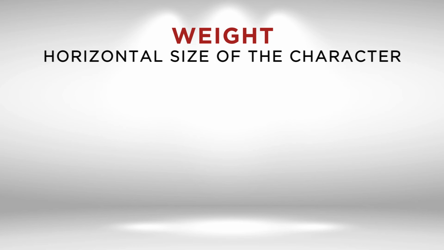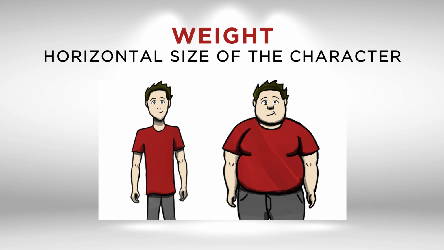Nice. Now the weight, the third element. This one is simple. You just decide how fat or skinny your character is. This is the horizontal size of your character. If you want your character to be fat, make him larger. If you want him to be more skinny, you just make him thinner.